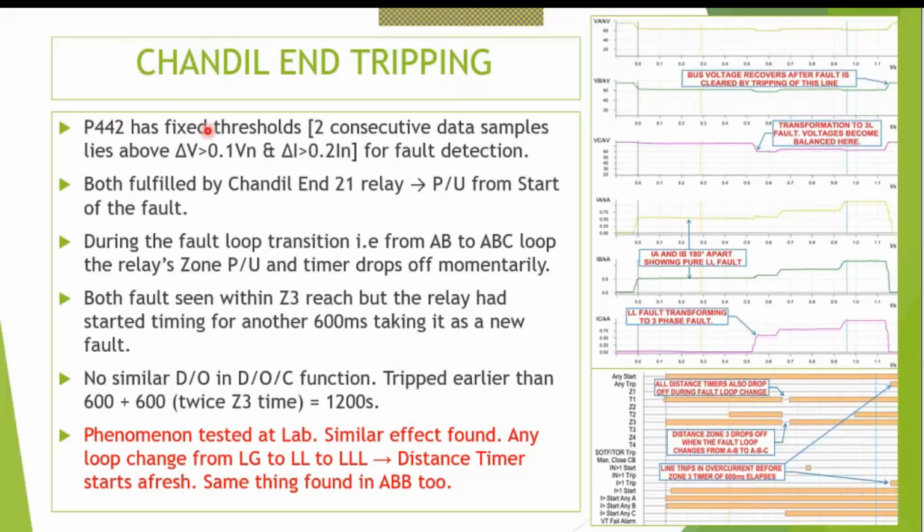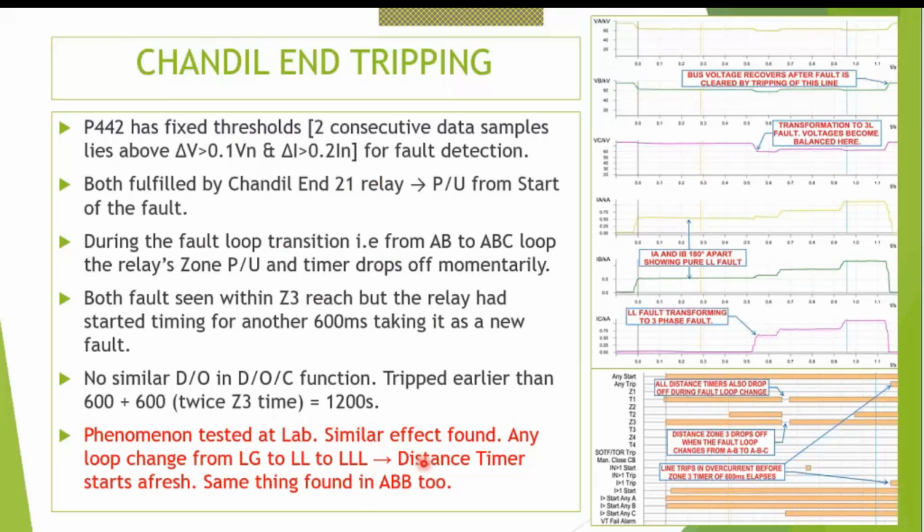This I have written. P442 has fixed thresholds: 2 consecutive data samples lie above, delta V greater than 0.1, that is 10% voltage change, and 20% current change for fault detection. Both were fulfilled by the Chandiland relay, but in the previous substation relay, this was not fulfilled because it was a different relay with a different overcurrent pickup. It did not have this voltage and delta I sort of pickup. It had a normal overcurrent pickup, unless the fault current crosses 800 amperes primary pickup. That was the previous one, which did not trip. So this is the important new information that I got.